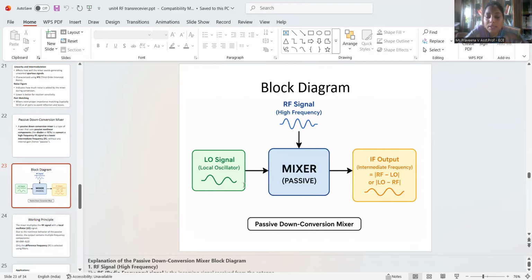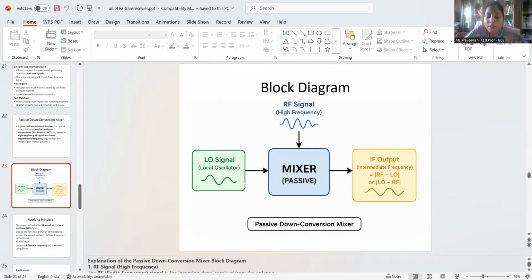It combines the RF and LO signals. It uses a passive device, that is diodes or MOSFET switches. No amplification is provided, so it is called a passive mixer. And the IF output, that is the intermediate frequency output. The mixer produces new frequencies: the sum frequency, which is RF plus LO, radio frequency plus local oscillator frequency, and the difference frequency, which is RF minus LO. Usually, the receiver selects the difference frequency, which is called the intermediate frequency, IF. That is the main concept.